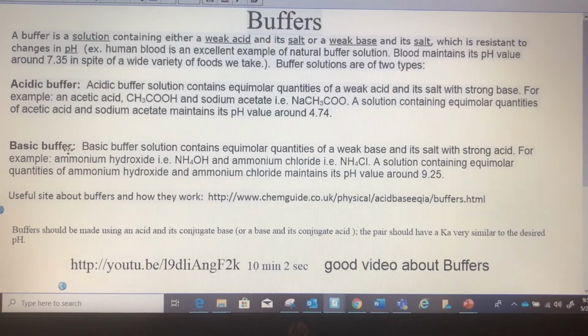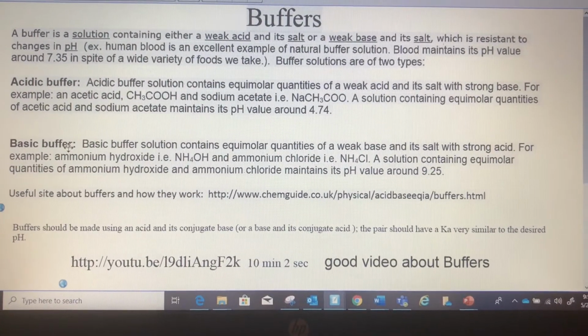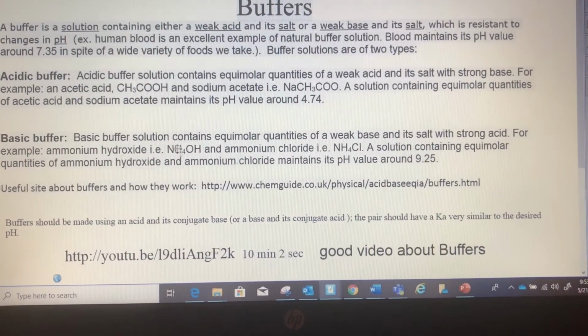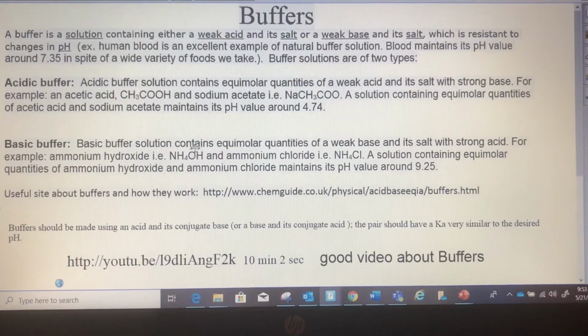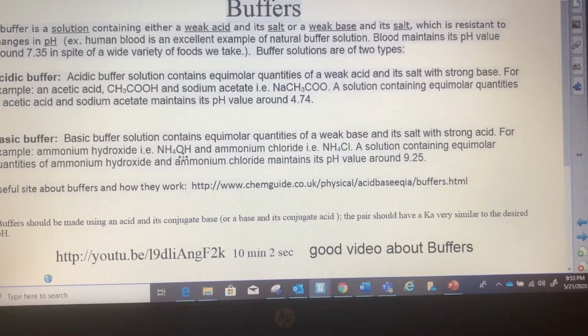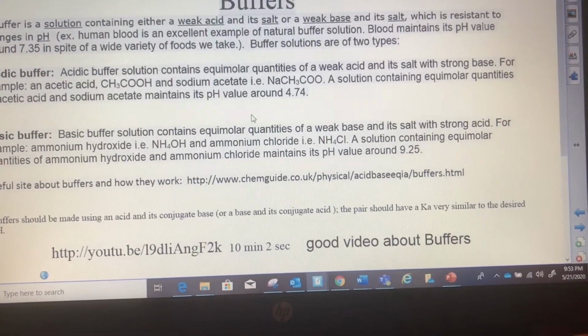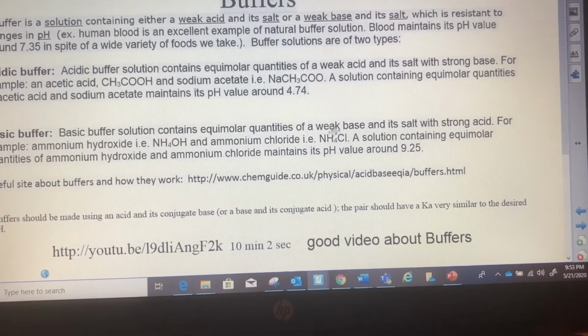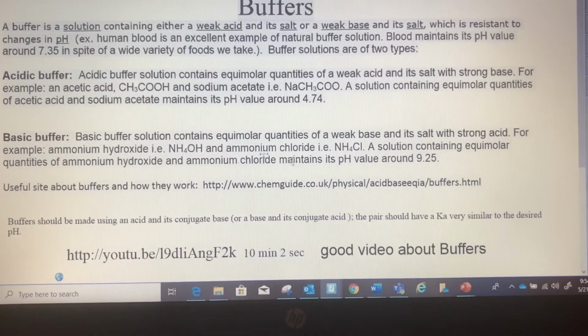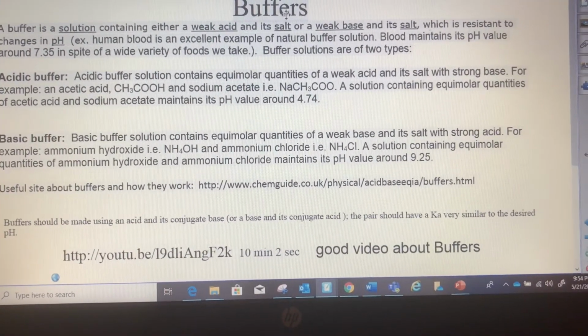We can also have what's called a basic buffer. And the example we have here is ammonium hydroxide, and you can see there's the base, hydroxide, and it has given that OH up, or it's left to join with the H in the water, and now we have ammonium chloride. So again, conjugate acid-base pairs are buffers.